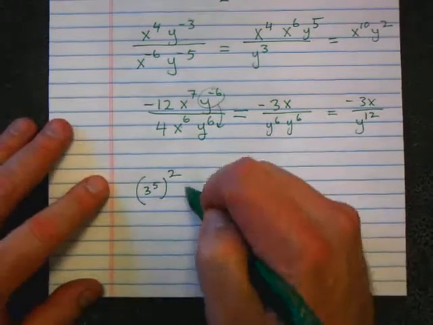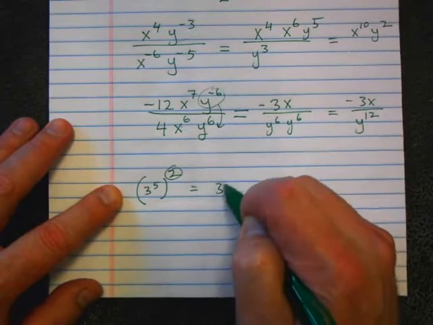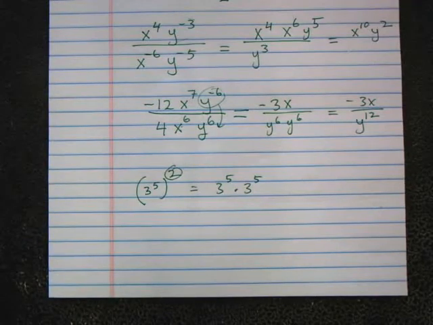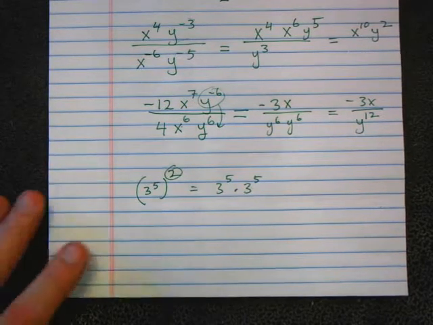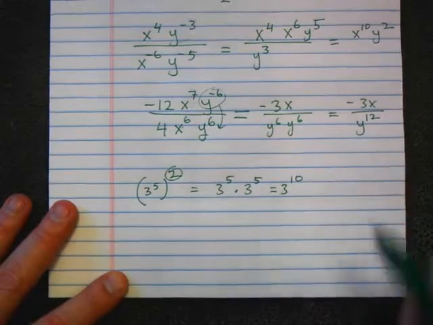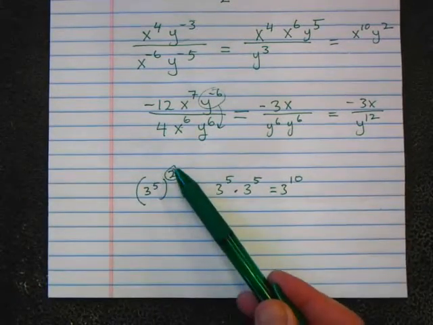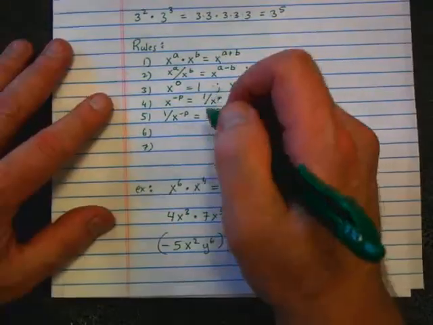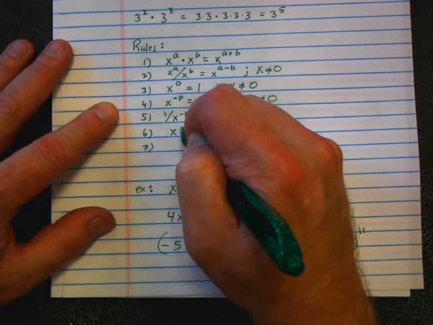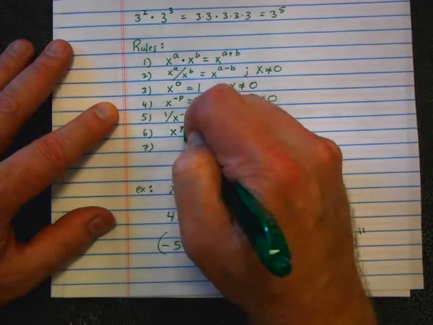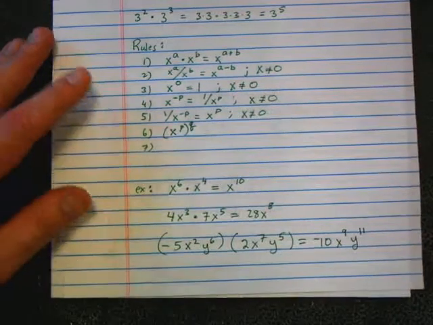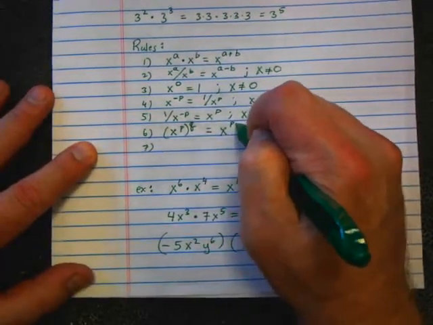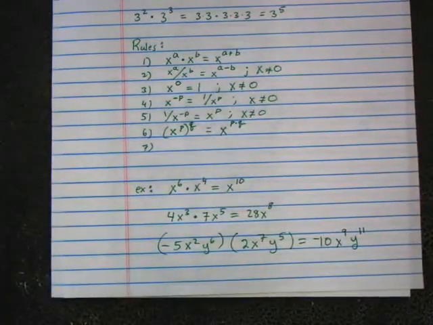Alright, so squaring something means multiply it by itself. So that would be 3 to the 5th times 3 to the 5th. And then we use our old rule that says add the exponents, 3 to the 10th, which is the same as 5 times 2. 5 times 2 is 10. So you're right, there's rule number 6. Rule number 6 says if you have a base and it has a power, and then it has another power, so I guess I'll use P and Q there, you multiply those powers. X to the P times Q.